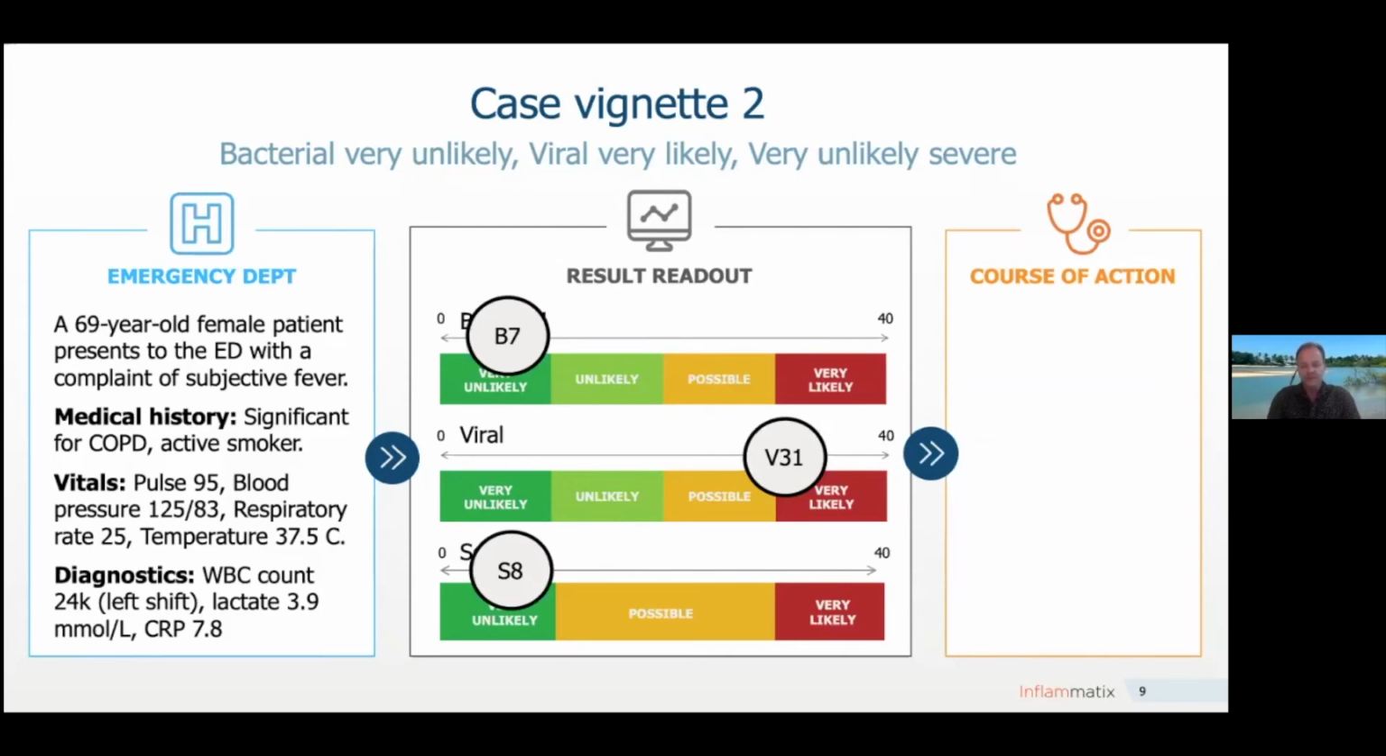In this particular case, you would consider giving antivirals if you're in the season, like Tamiflu or newer drugs, but you would shy away from antibiotics, and you could potentially send this patient home based on the low severity result. Again, same case presentation, very different result of a host response test, helping you to make very distinct clinical actions.